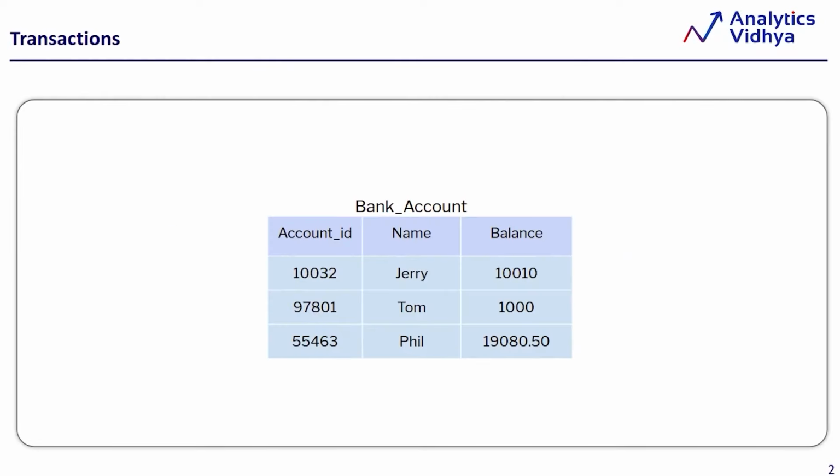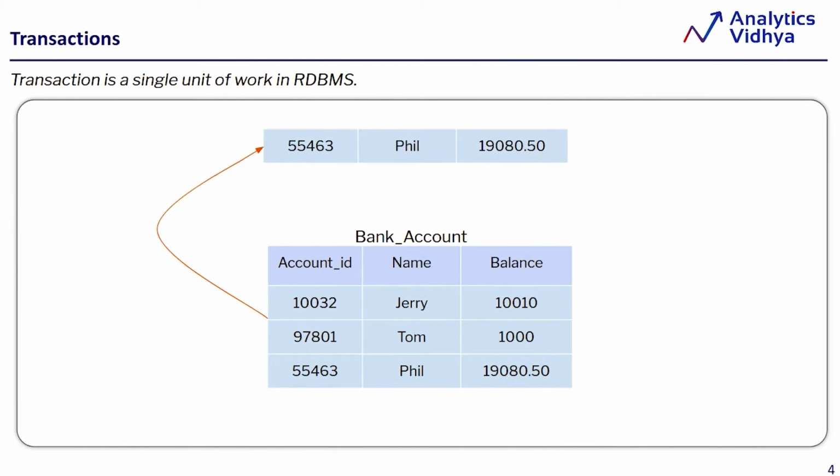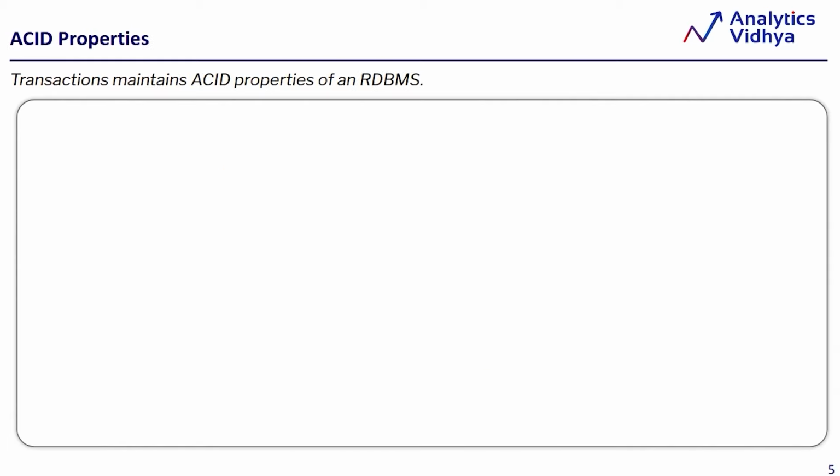Any operation on the data in a table in a relational database is called a transaction. For example, if you want to read a record from RDBMS, then that would be a single transaction. Similarly, any other changes that you have made to the table is also called a transaction. Now, these transactions maintain ACID properties of the RDBMS.